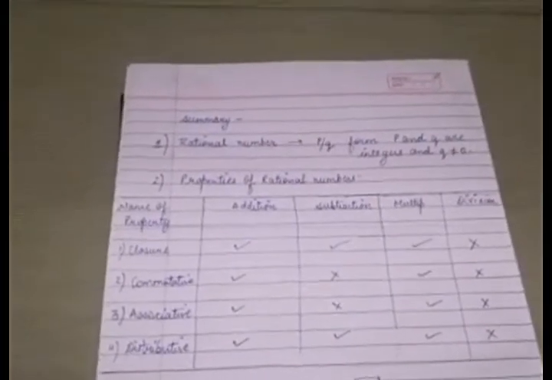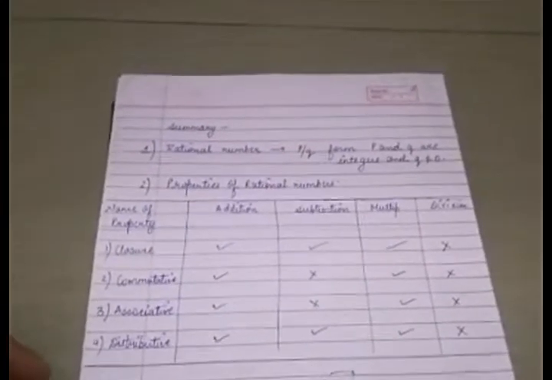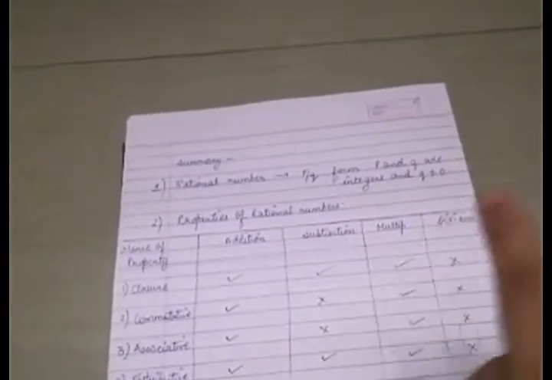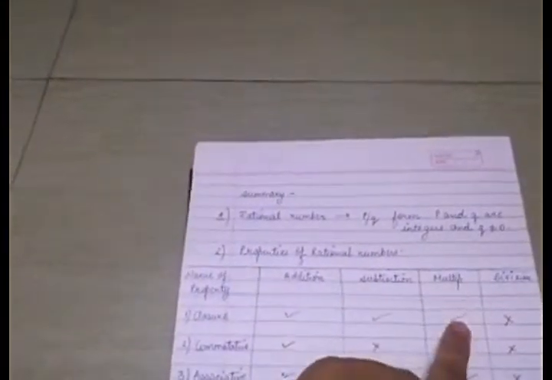Okay, then in the second video we learned the properties of rational numbers. In this chapter we have 4 properties: closure property, commutative property, associative property and distributive property. We have seen in which cases the following properties are applicable. In closure property, we have seen it is applicable in addition, subtraction, multiplication, but not in case of division.